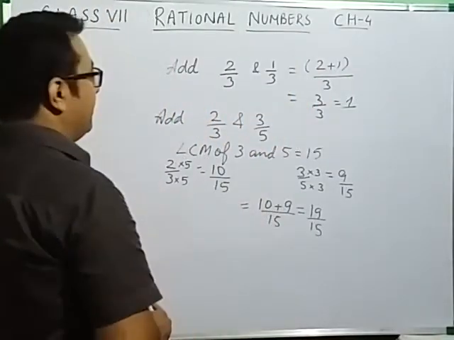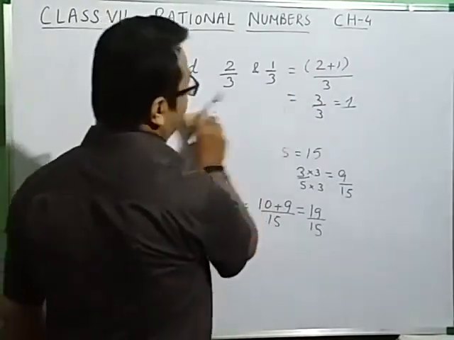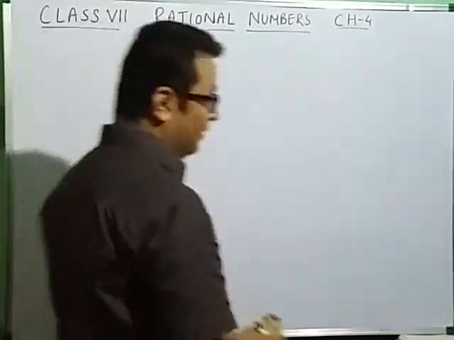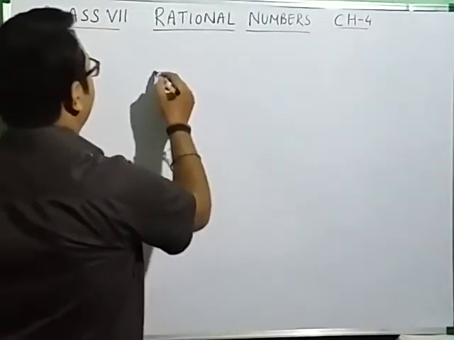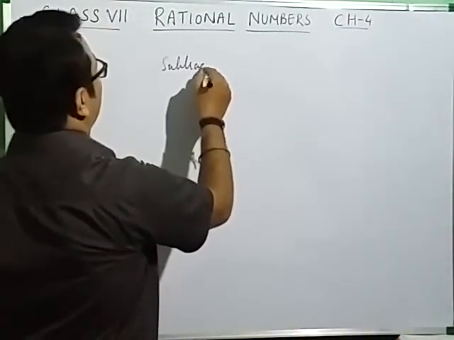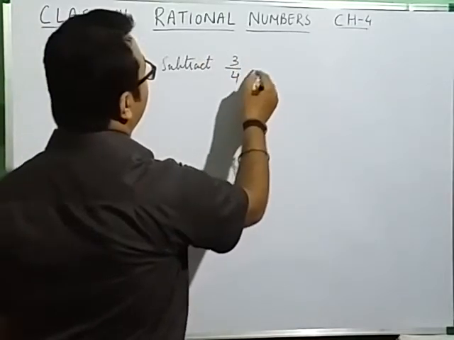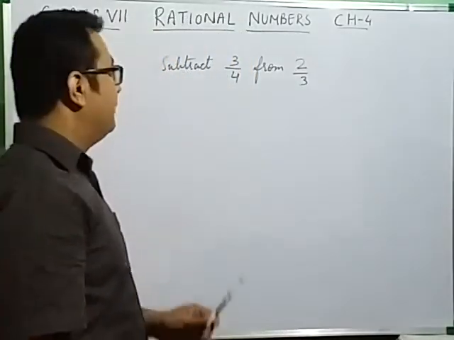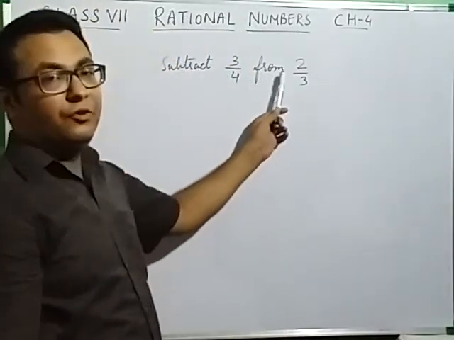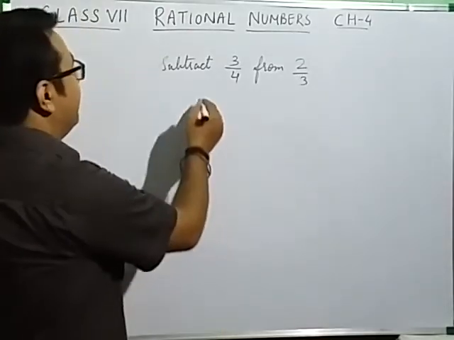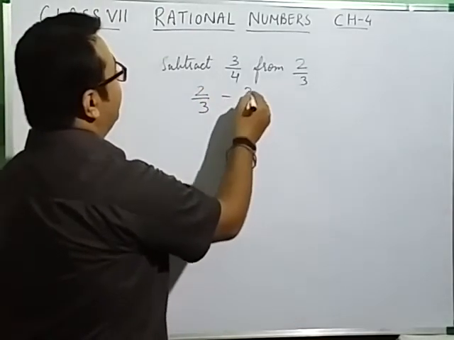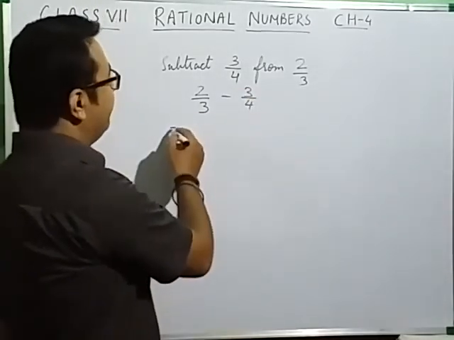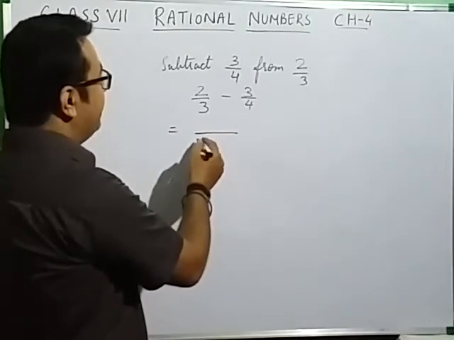Similarly, let us see how to subtract given rational numbers. Suppose the question is subtract 3 upon 4 from 2 upon 3. So the first thing that we have to keep in mind is that the number after 'from' will be written first. So it can be written as 2 upon 3 minus 3 upon 4. Okay. Next step, since the denominators are different, we take the LCM.